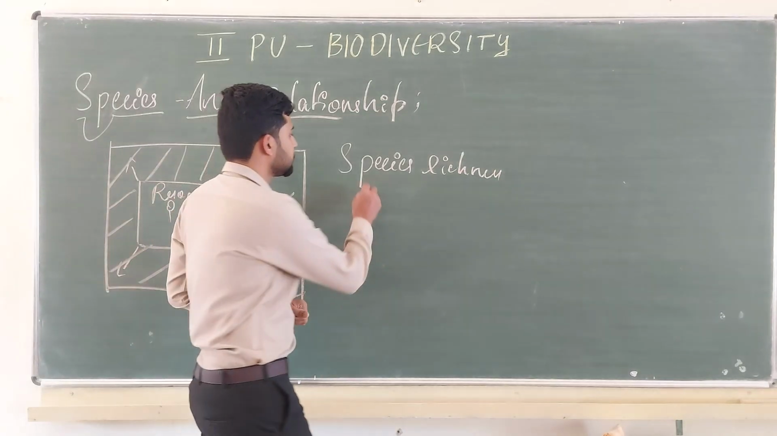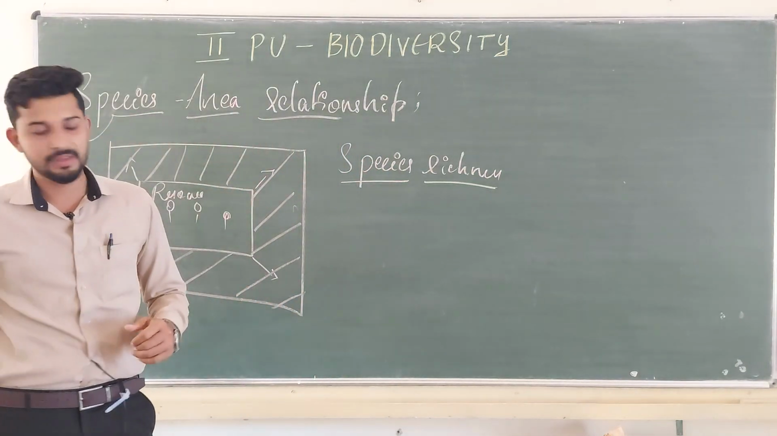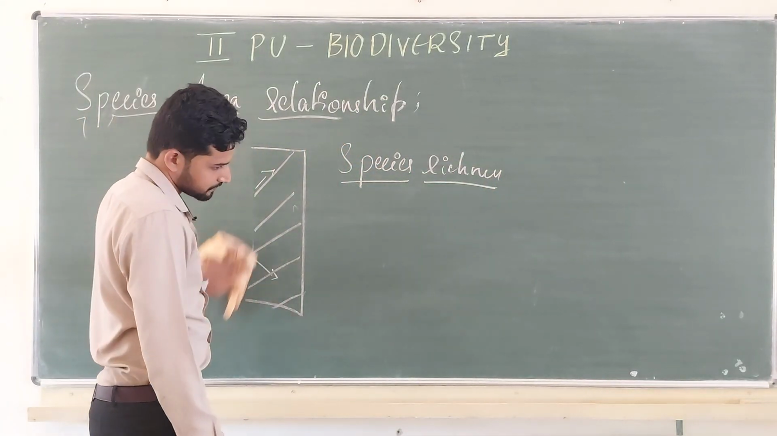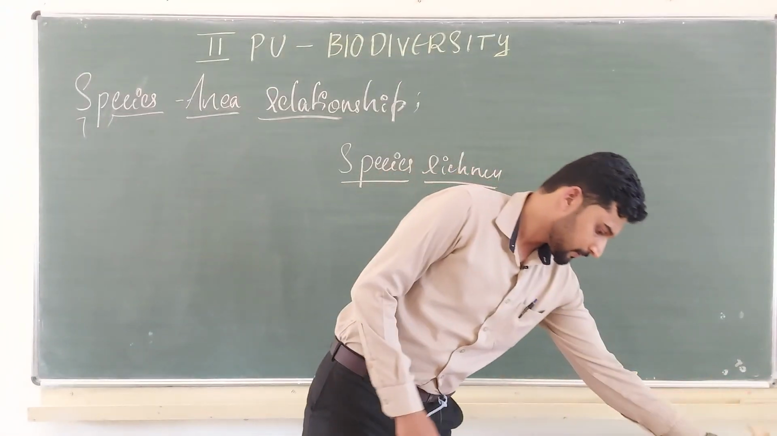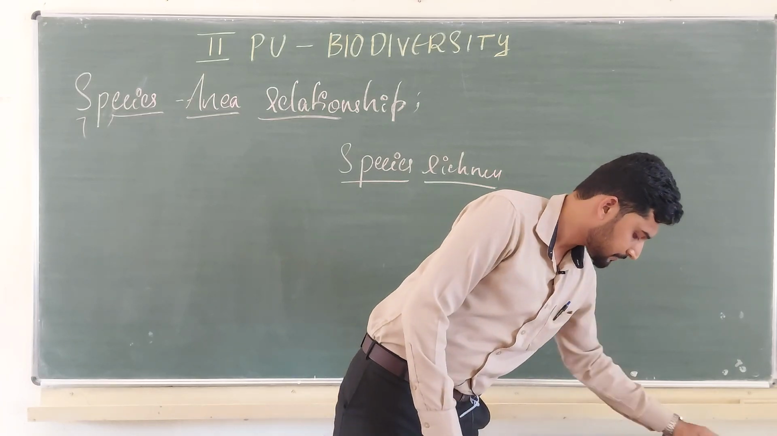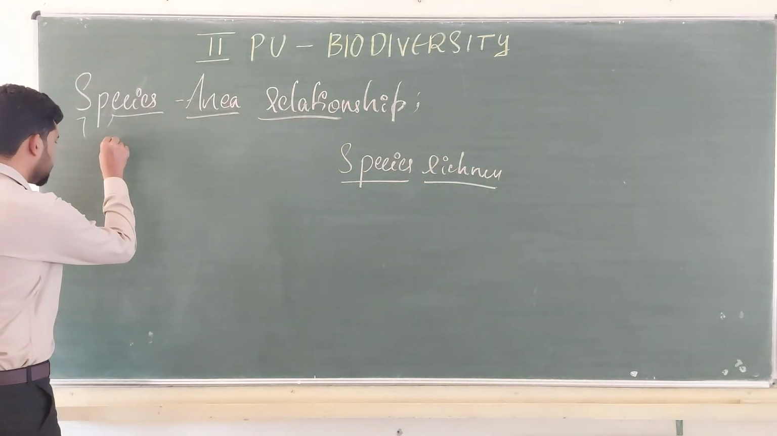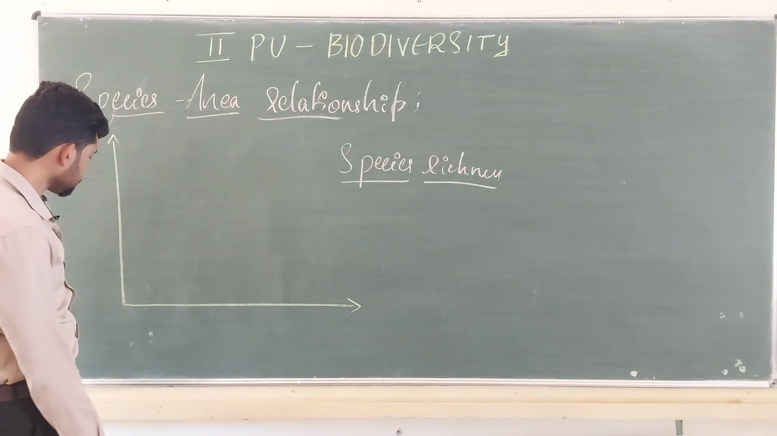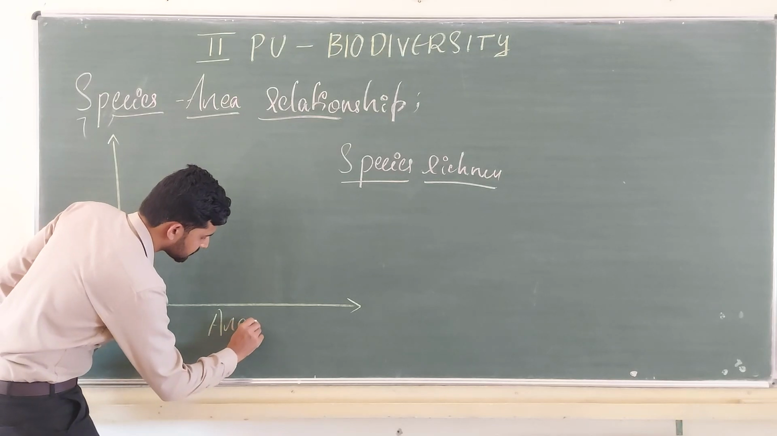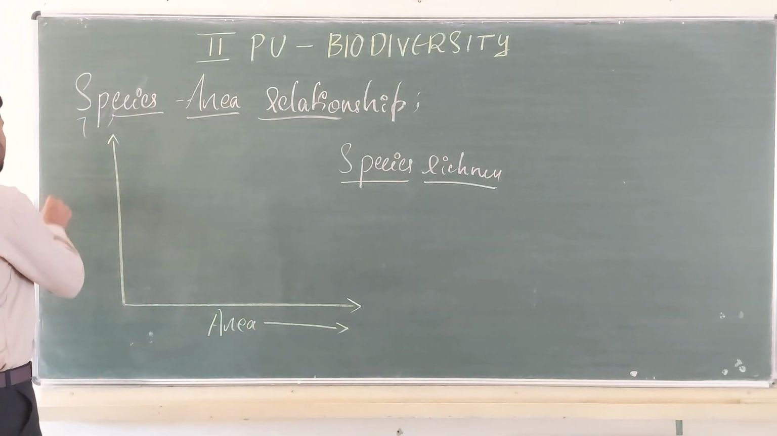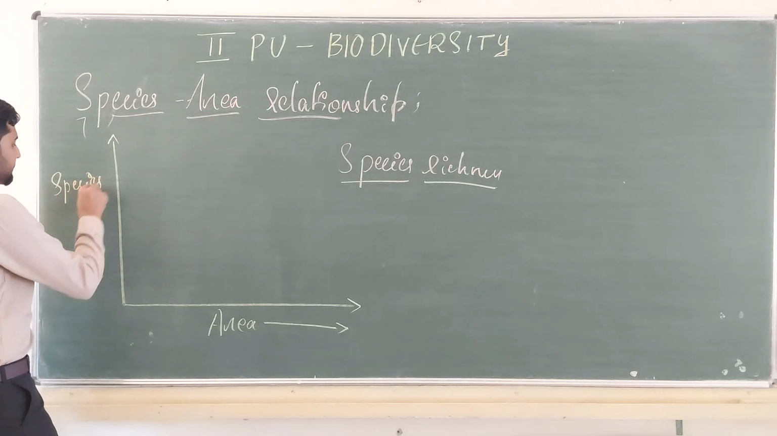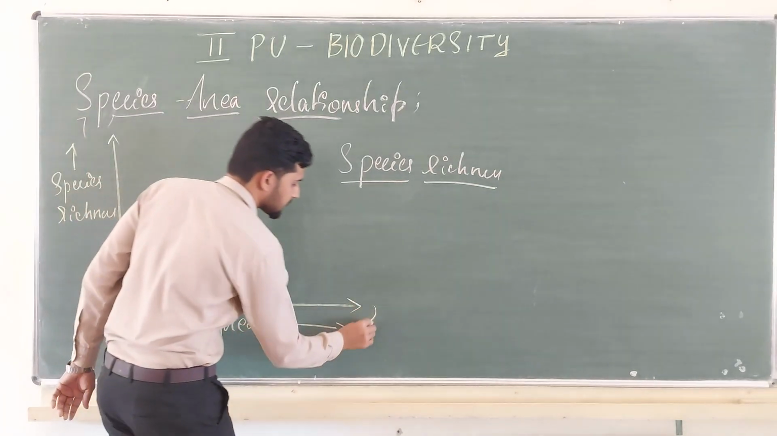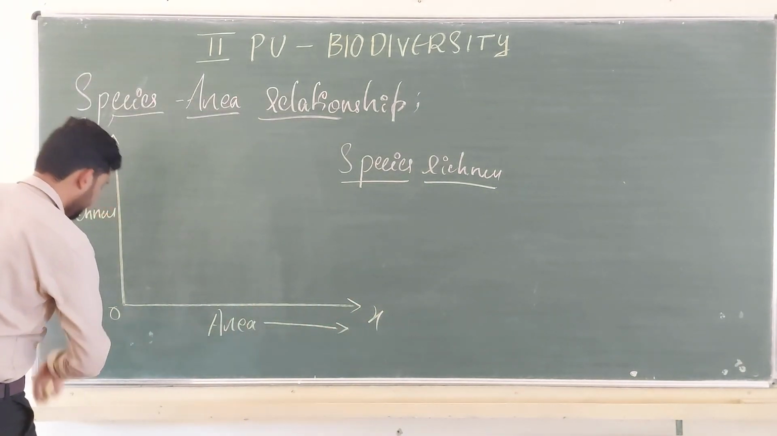Dear students, before defining that limit, let us plot all the things that we have studied in a diagrammatic view. This is the graph I am plotting. This coordinate shows the area, this will be the species richness. This is the x axis, this is the y axis, this is 0.